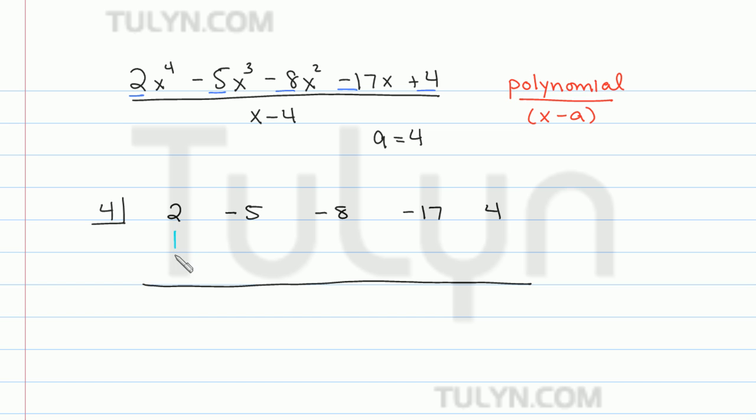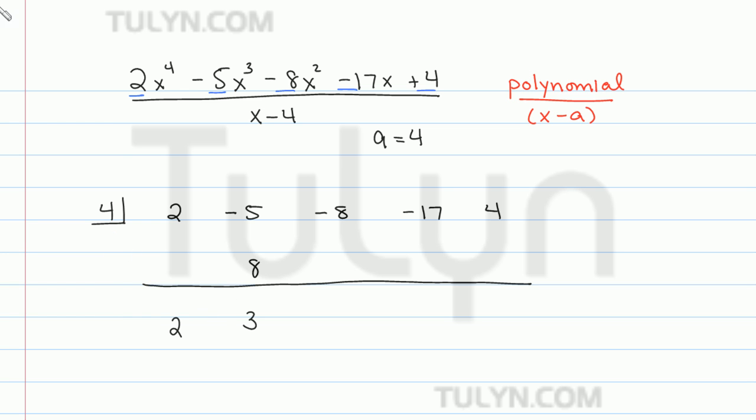So now that we've set up the problem, we can start our synthetic division. The first step is to bring down the leading term, 2. And then what we want to do is take this value inside the box, this 4, and multiply it by 2 and put the result under the negative 5. So 4 times 2 is 8. And then we want to add up the values in that column. So 8 plus negative 5 is going to be positive 3.